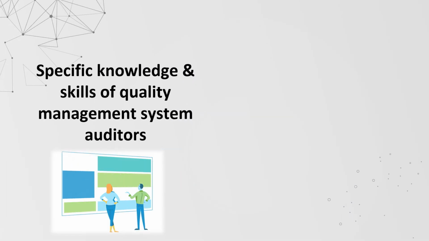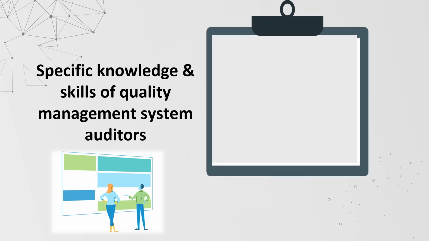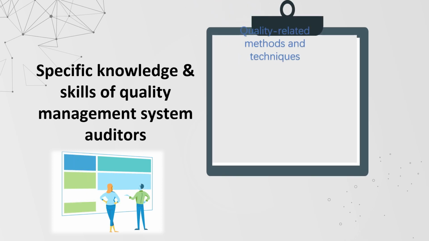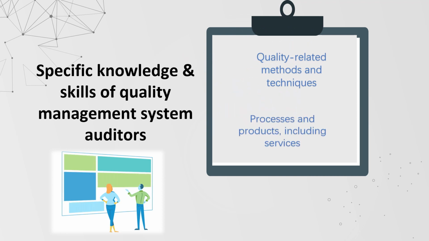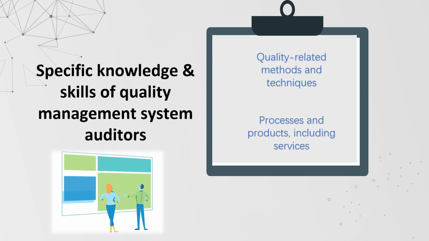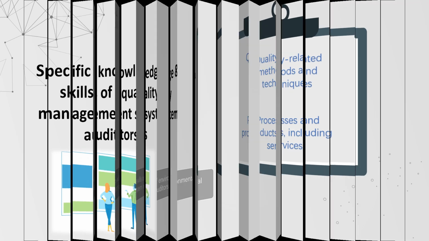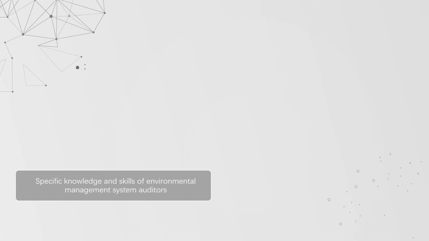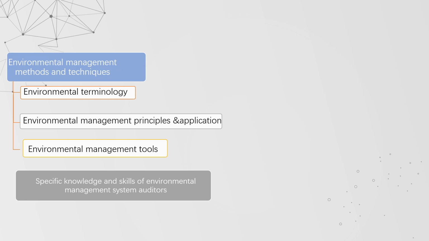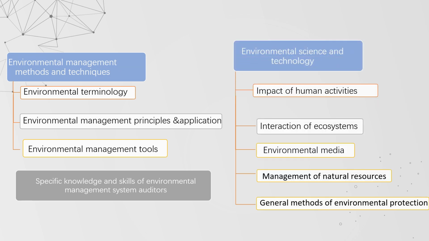Particularly, quality management system auditors are required to have specific knowledge and skills, such as quality-related methods and techniques, and process and products, including services. While the environmental management system auditors are required to have specific knowledge and skills in environmental management methods and techniques field and environmental science and technology field.